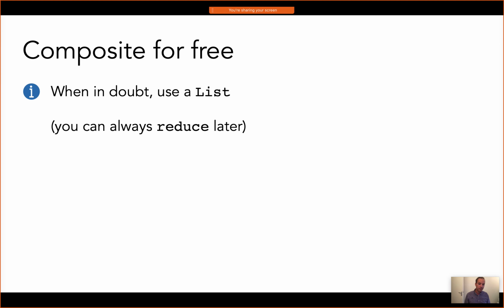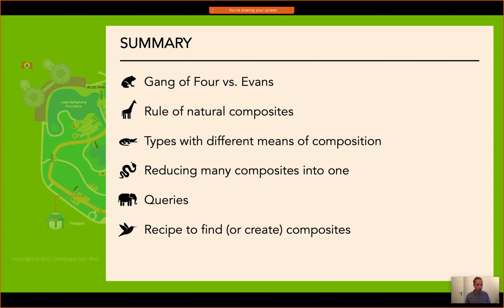So simple recipe, with a bunch of tips. And this concludes the section on architecture. And this concludes the presentation as well. We've learned a bunch of things. We've learned 2 definitions of the composite pattern. We know that there's a rule which separates natural composites, which are safe to use in multi-threaded environments, from non-safe composites. We've learned that a type can be a composite in many different ways, and we can reduce many different composites into one by using reduce, which we can really use very handily for our queries. And we concluded with a recipe to find or create composites for your architecture.